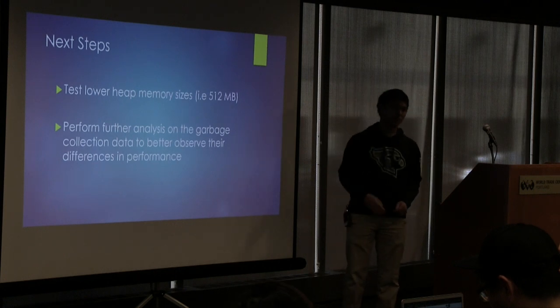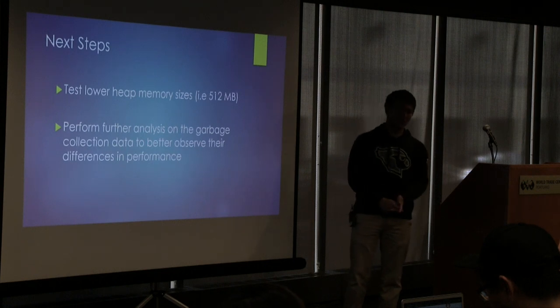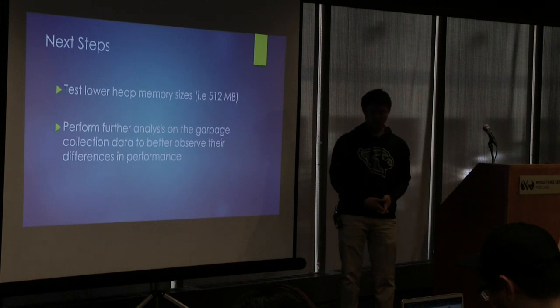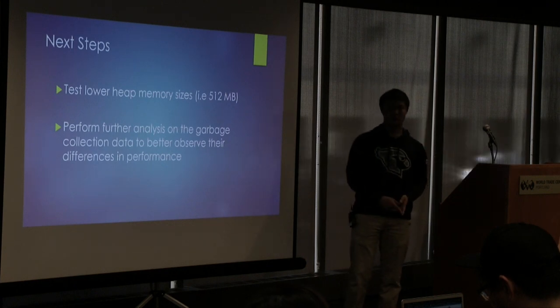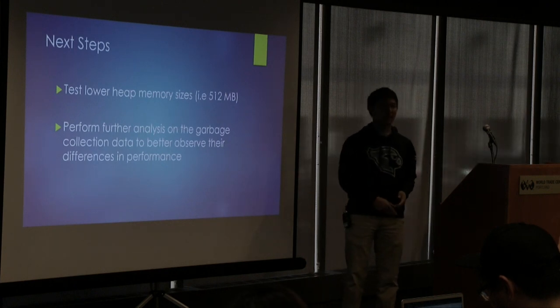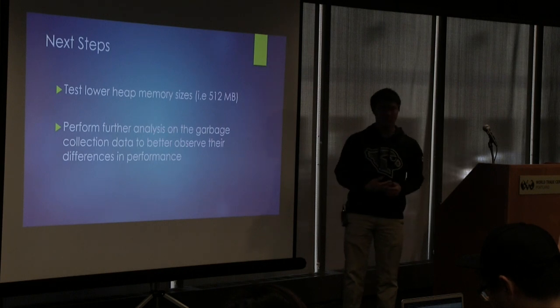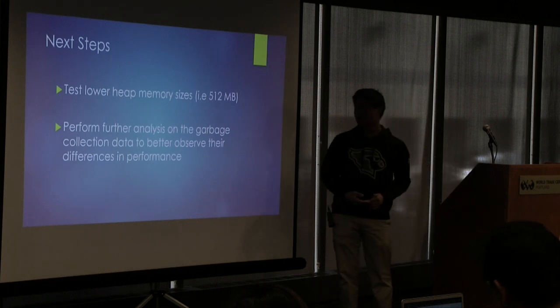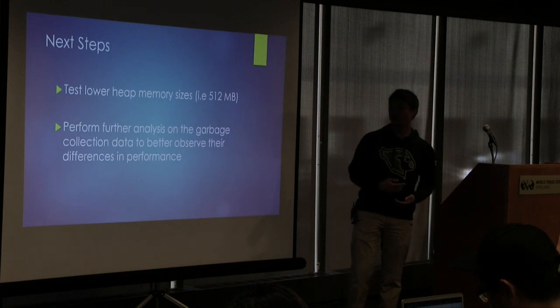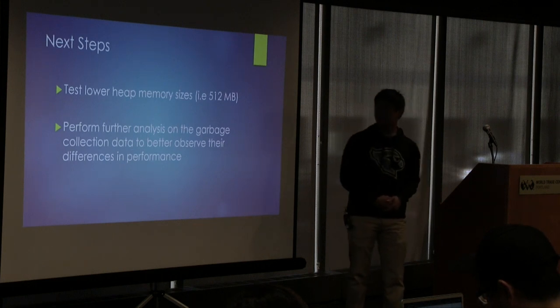Another next step is to perform further analysis on both the garbage collection data as well as the heap memory size data in order to better observe their differences in performance. Some possible ways to do this are chi-square tests, so you can see if the differences are significant or not, as well as regressions to see how accurate the data is as well.